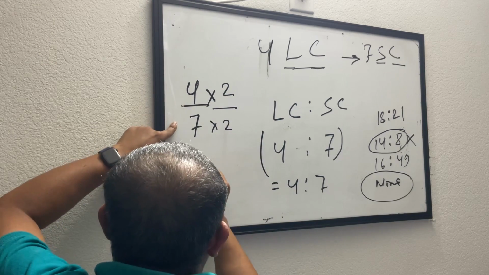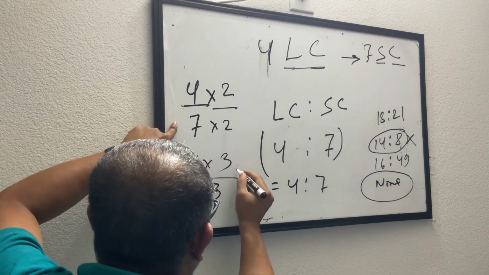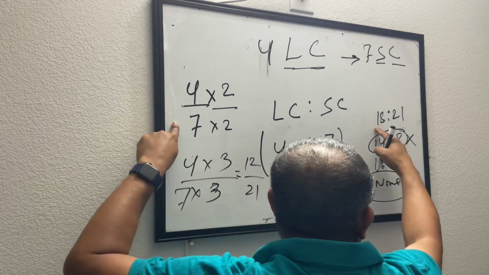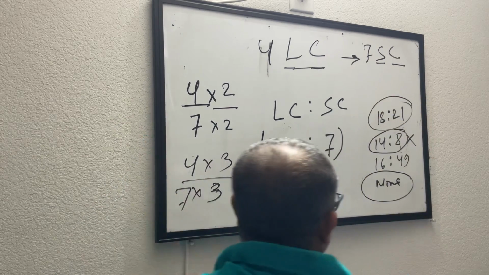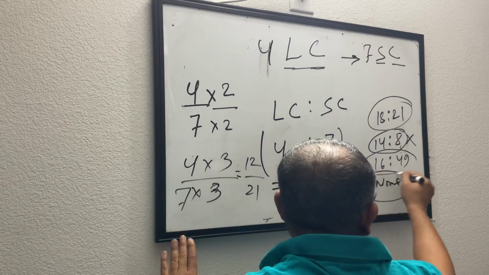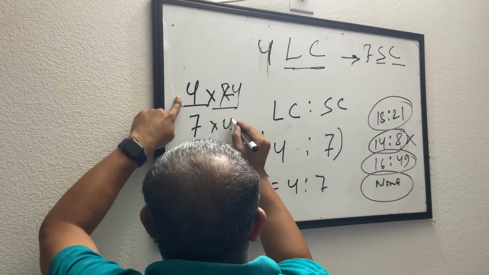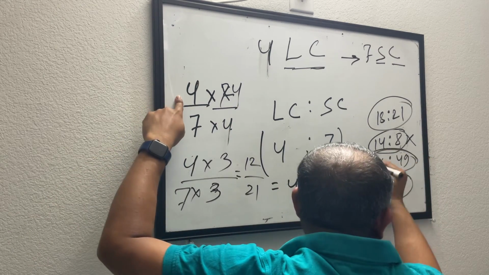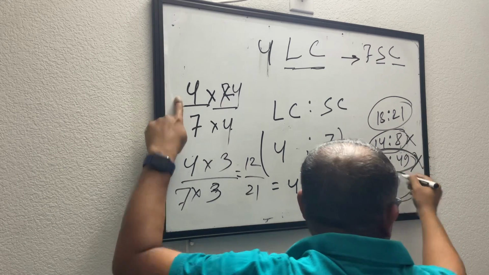If I multiply by 3, it becomes 4 times 3 are 12 over 21. You have 18 over 21. That is not working. This is also not the case. If you multiply by 4, then only you will get 16. So 4 times 4 is 16, 7 times 4 is 28. 16 by 28 would have been the right answer, but that is also not there. So you are leaning on none of these.